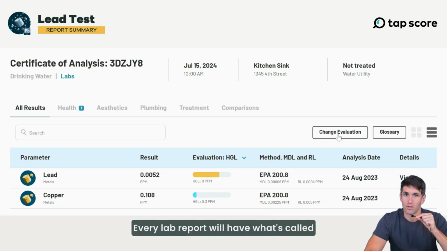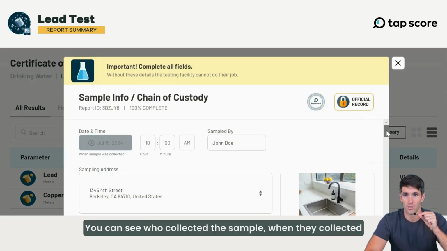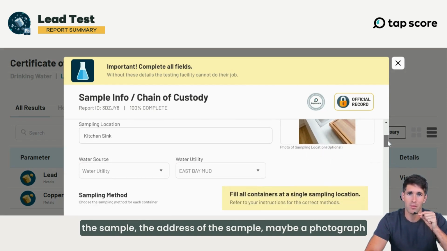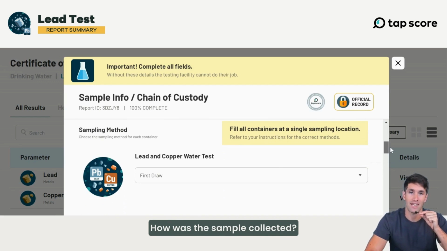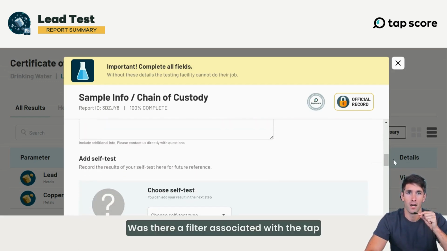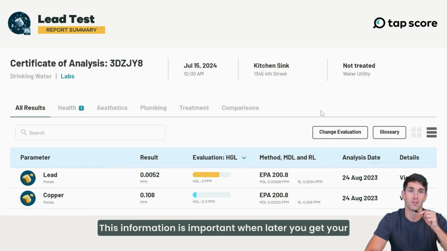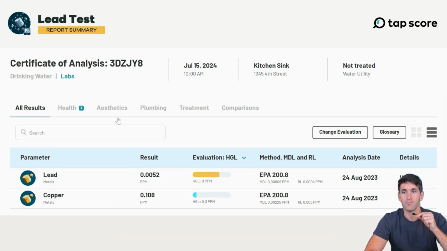Every lab report will have what's called a chain of custody or sample information. You can see who collected the sample, when they collected the sample, the address of the sample, maybe a photograph to say, where was the sample collected from? How was the sample collected? Was it first thing in the morning? Was it in the middle of the day? Was there a filter associated with the tap that the water sample was collected from? This information is important when later you get your results back, when you get this report back, and you want to make sense of what you found.